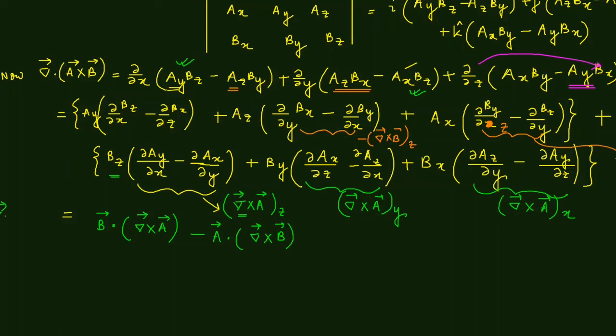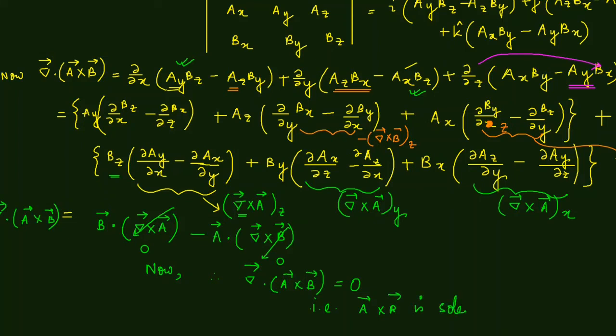So similarly, now you can just prove it yourself. Divergence of A cross B can be written as this. So now you know that curl of A is 0 and curl of B is 0 because they were given to be irrotational. Therefore, we can write divergence of A cross B is equal to 0. So that is, A cross B is a solenoidal vector field.